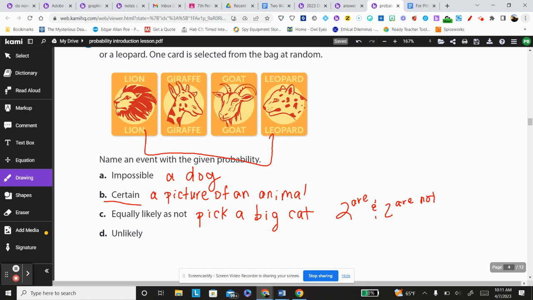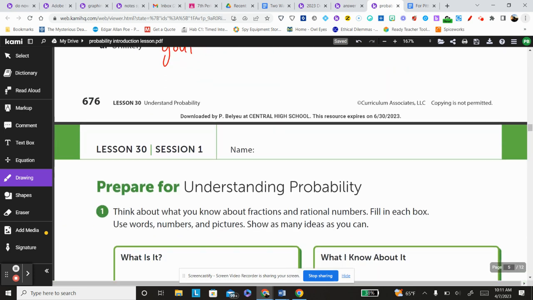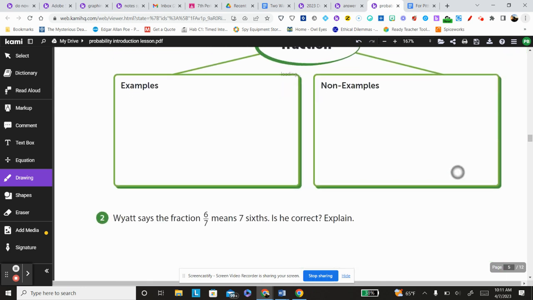What is it unlikely that I'm going to pick? I've got to be quick. Just pick one of them. It doesn't matter. A goat, okay? A giraffe. It doesn't matter. All right, how many of you at least understand those pages? Okay, y'all do? All right, we'll finish the rest on Monday, okay?